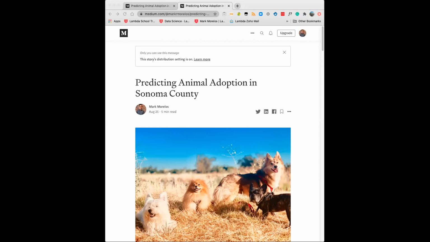Okay, so I picked a data set from Sonoma, a neighboring county here in California. It has data from 2013 to the present on animal adoption.